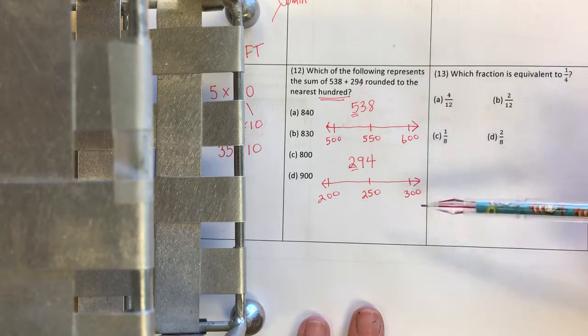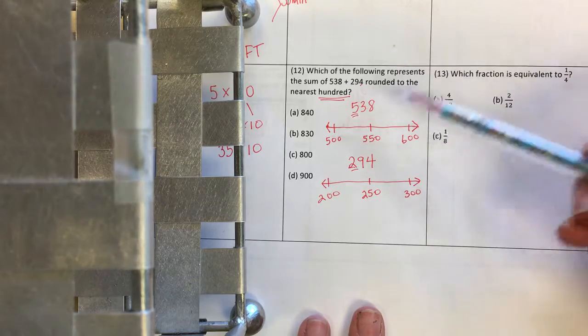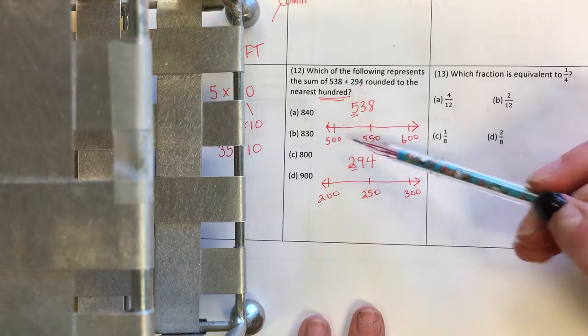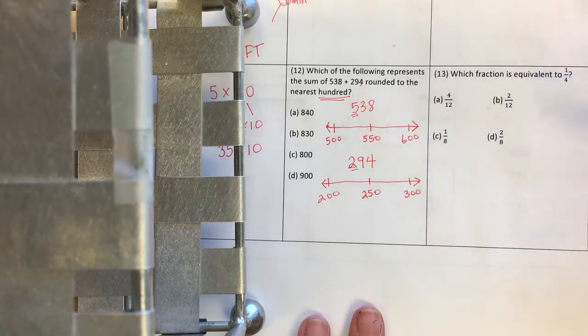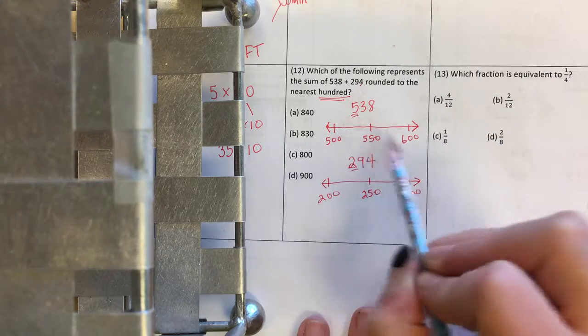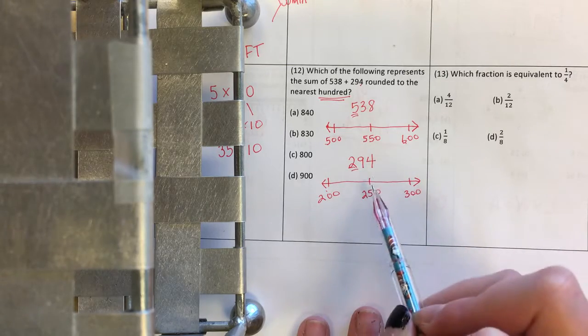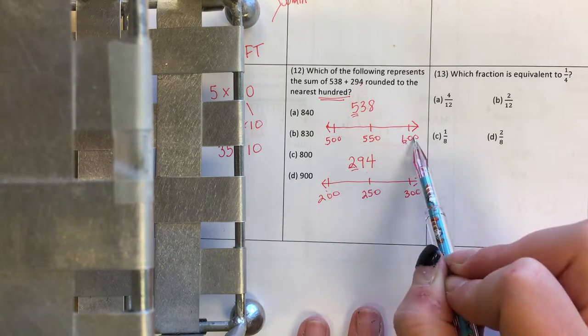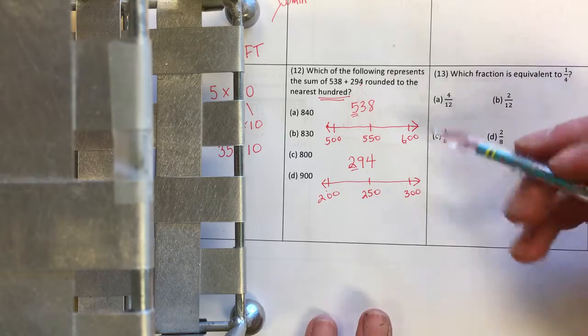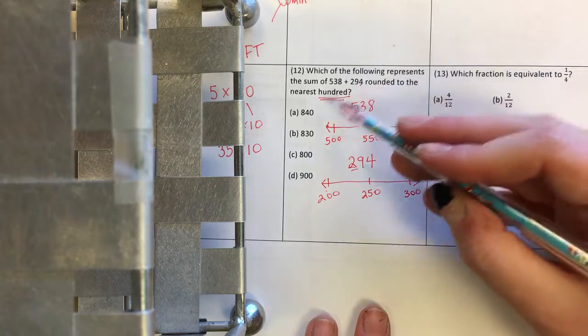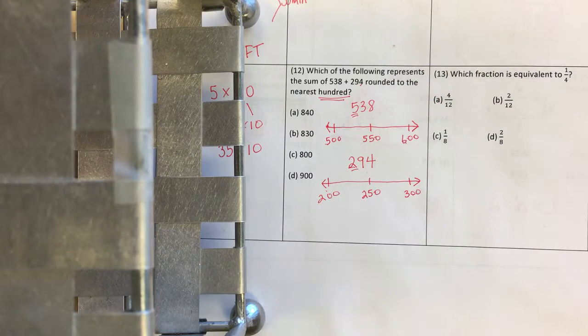So now that we have our number lines, we can figure out, are we rounding down or are we rounding up? Again, we're always going to round to one of these outside numbers, never to the middle number. That middle number is just helping us figure out, should we round up or round down? And then once you've rounded, you can add those two numbers to find your answer.